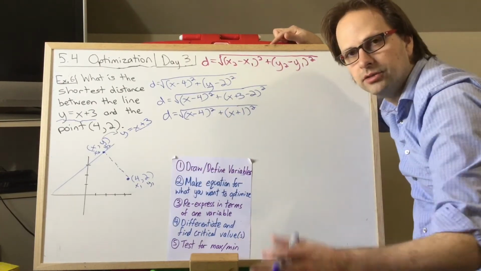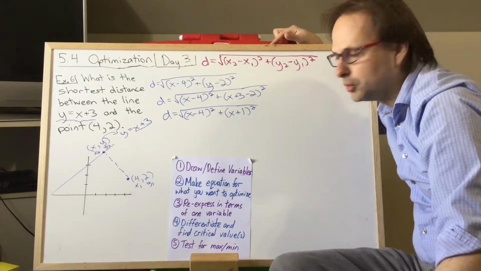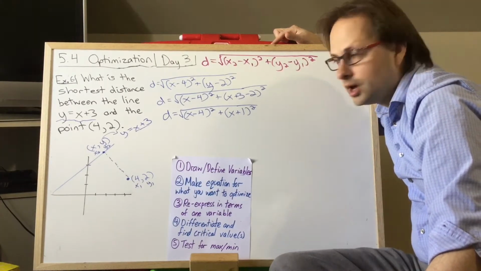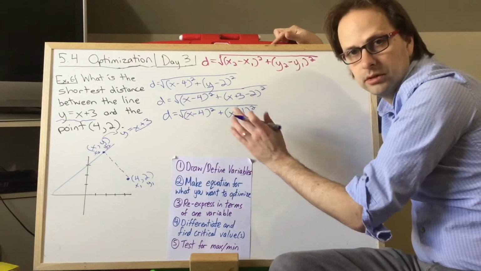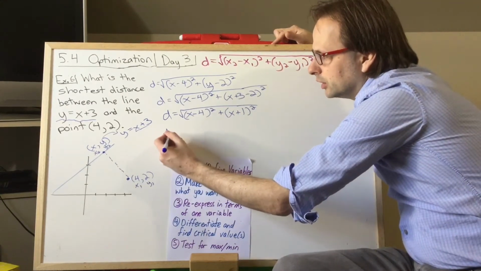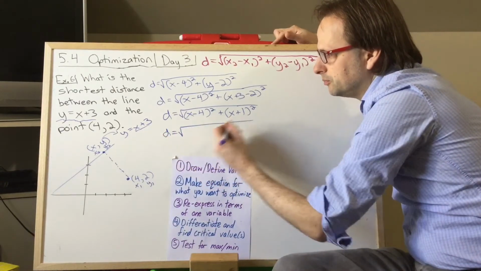And now I have a nice equation in terms of a single variable. Now I'm going to have to differentiate next. I'd prefer to expand these out. You can do it either way, but you have to be wary of the chain rule. So I'm going to expand those binomials.